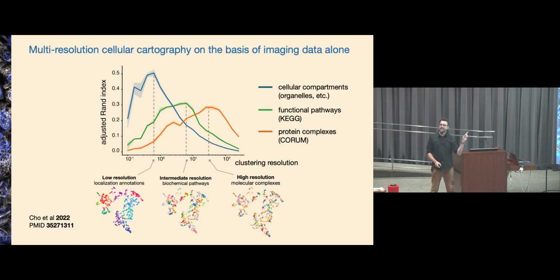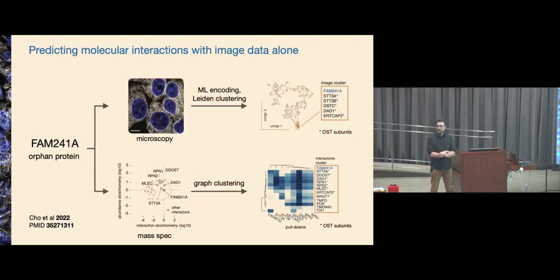That gave us the idea that we could just compare these subcellular localization images and predict new protein-protein interactions. And we did that. We took a protein for which nothing was known. We imaged it. As you can see, this is an ER protein. We have a lot of ER proteins in our data set.